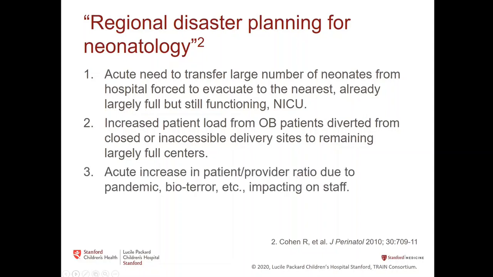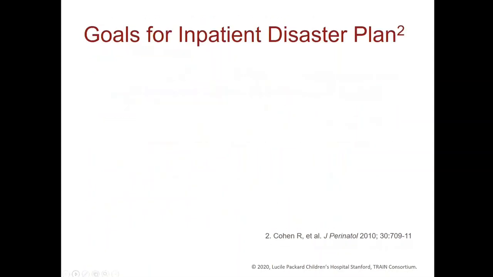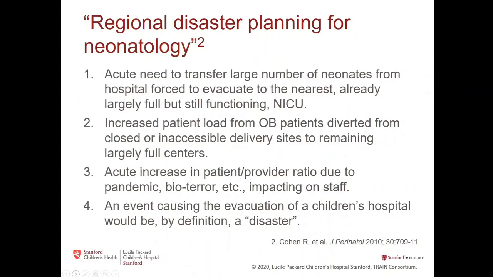Next, please. All right. It could be due to an acute increase in the patient-provider ratio due to a pandemic or something like that, taking care of your own staff. If most of your staff is out sick, then you're going to have trouble. But the point of it all was that any major disaster, closing an individual children's hospital would be by definition a disaster, because multiple hospitals throughout a region would have to be mobilized to absorb a couple of hundred patients forced to be moved if we truly shut down one large children's hospital. Next slide, please.